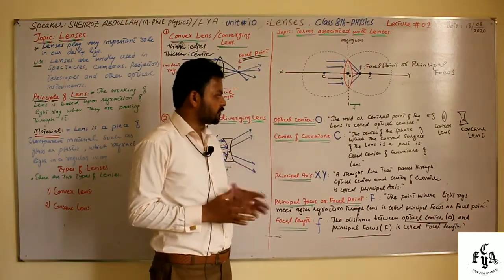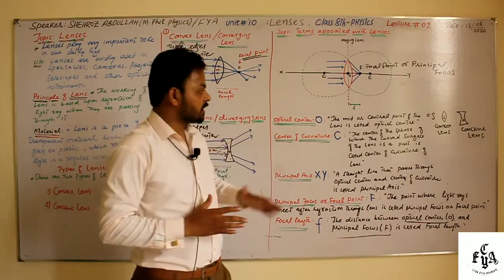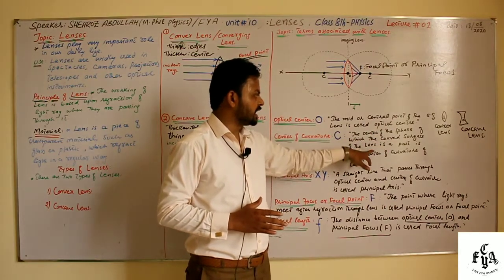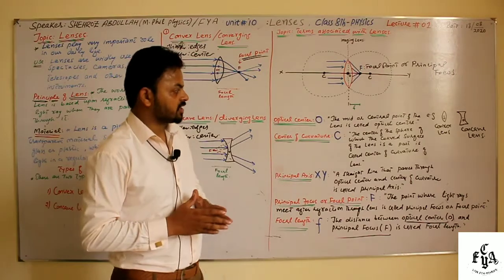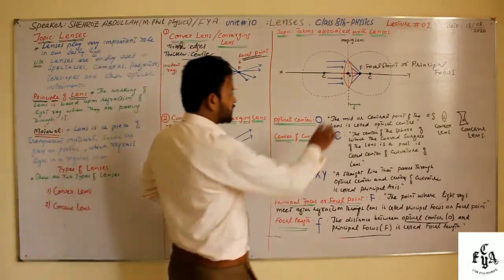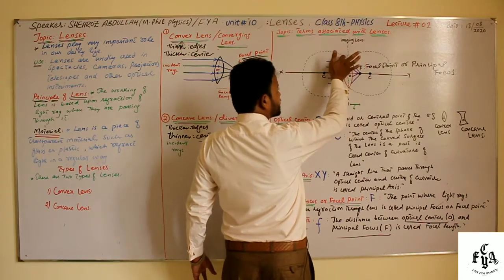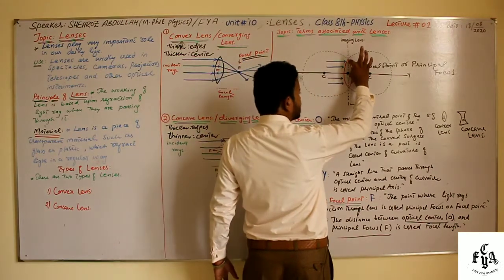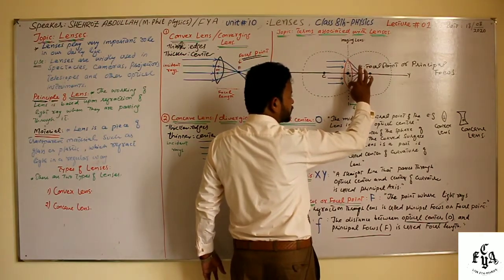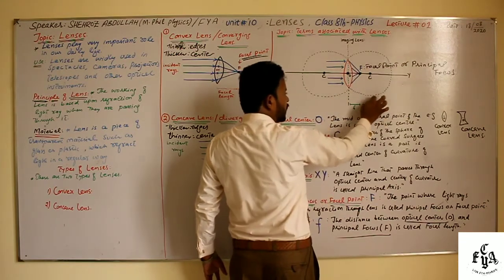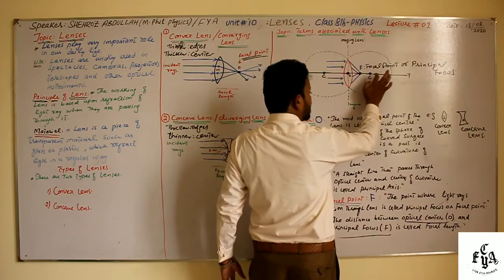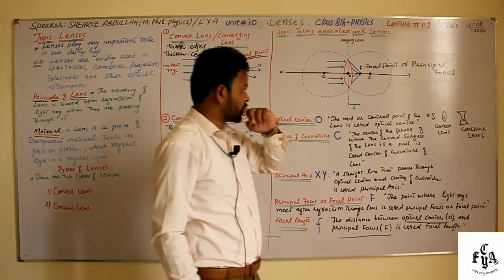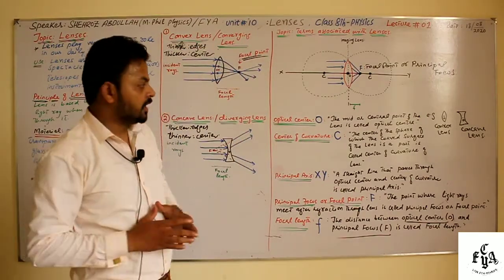Then coming towards the center of curvature. The center of curvature is the center of a sphere of which the curved surface of the lens is a part. It is represented by capital C. Look, this is a convex lens. If we stretch its curved path into a circular form, it will have its own center. That center is known as the center of curvature, capital C.